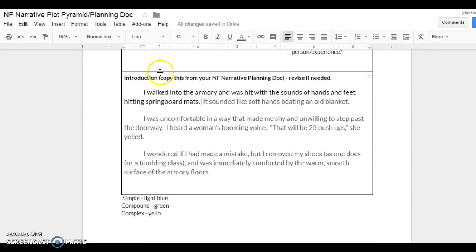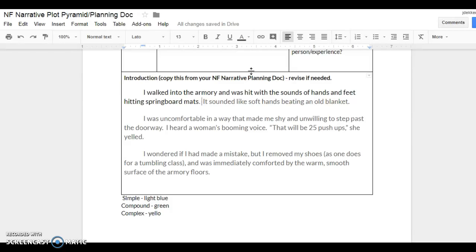And so you can see here that I have copy and pasted my introduction into the section where it's supposed to be, and I can revise it if needed, but right now I'm pretty happy with it. And so I'm going to look at my introduction to see what kinds of sentences make up that intro. And so I'm going to be using my sentence structure cheat sheet. If you can remember from our station work, we're trying to identify simple, compound, and complex sentences.